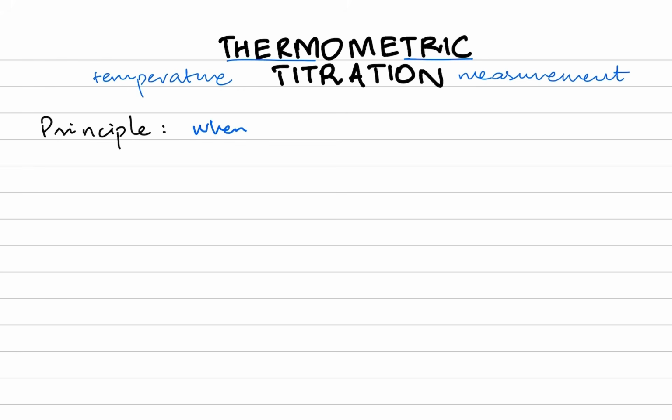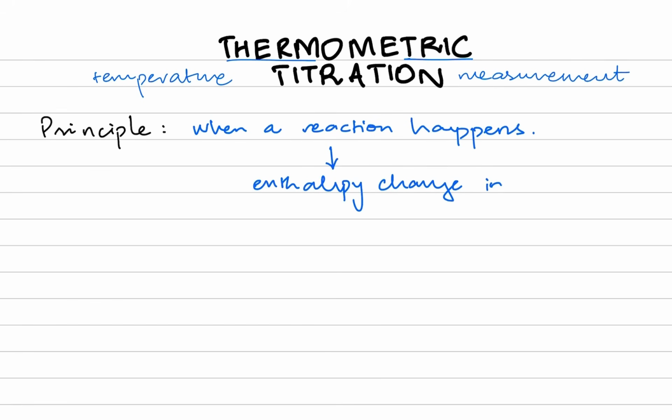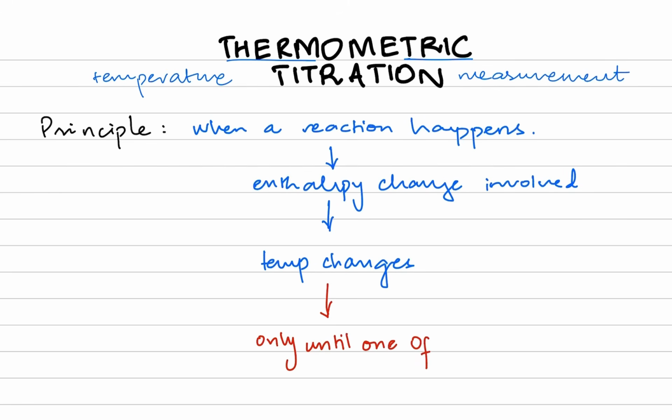The principle of this is that when any reaction happens, there is some enthalpy change associated with that reaction, whether it's exo or endo. As a result, temperature changes. And when the reaction proceeds, the temperature change increases only until one of the reactants runs out, or you can say one of the reactants becomes the limiting reactant.